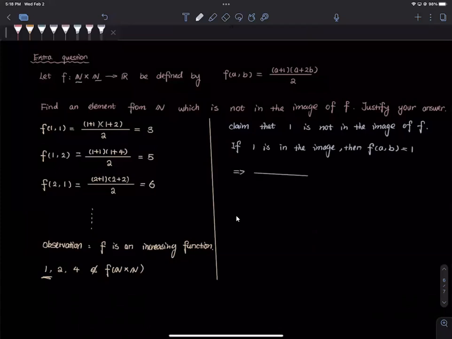Which means what? Which means this whole thing, which means (a plus 1) times (a plus 2b) over 2 equals 1. In other words, (a plus 1) times (a plus 2b) equals 2. Now, from this, can you get something to show that 1 is not in the image? Anyone has any idea?